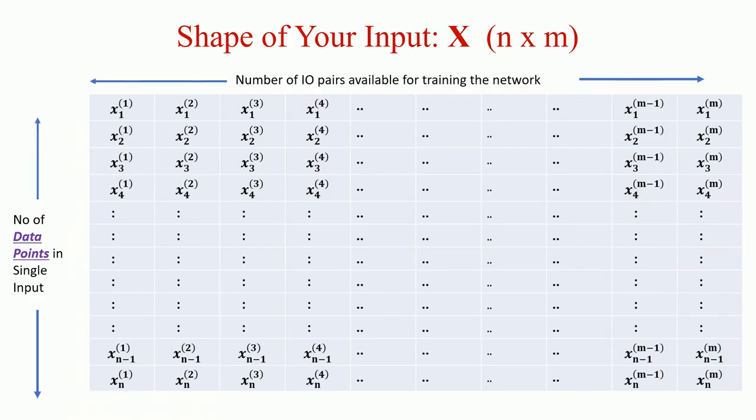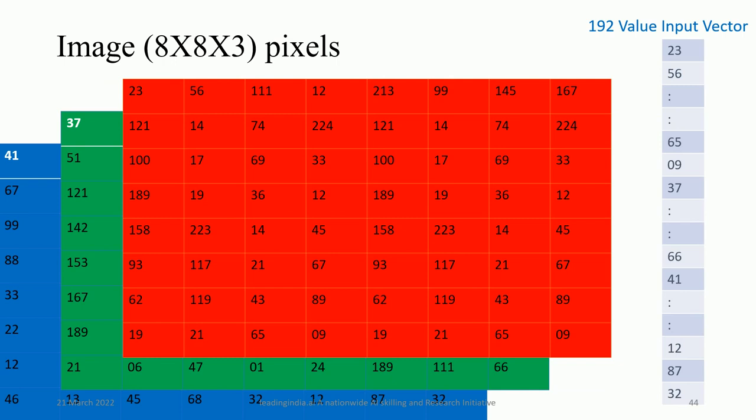So let's see how images can be taken as data by our system. This is an 8x8x3 image. 3 is the RGB channel and 8x8 is the size of the image. 8x8 is 64, and if we multiply 64 with 3, we have 192 values. These 192 values are flattened as an input vector. This type of input can also be taken by a simpler neural network, right?